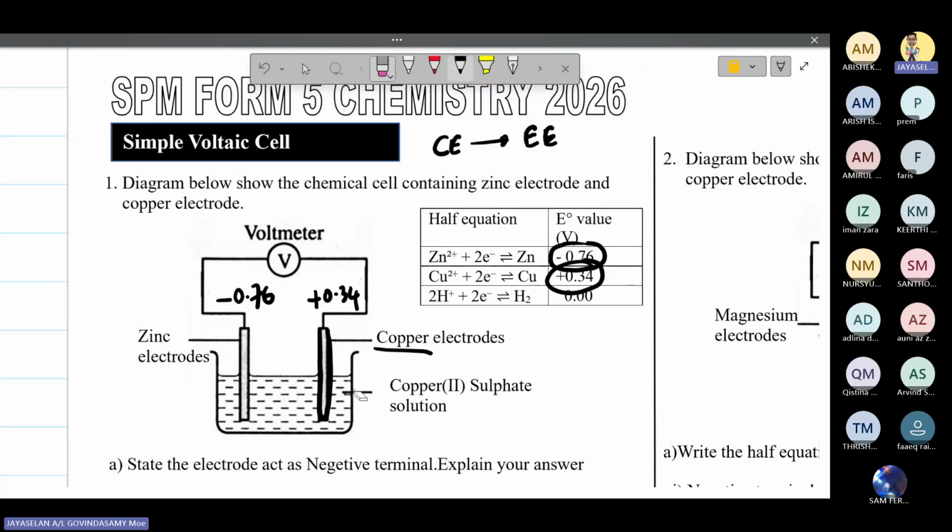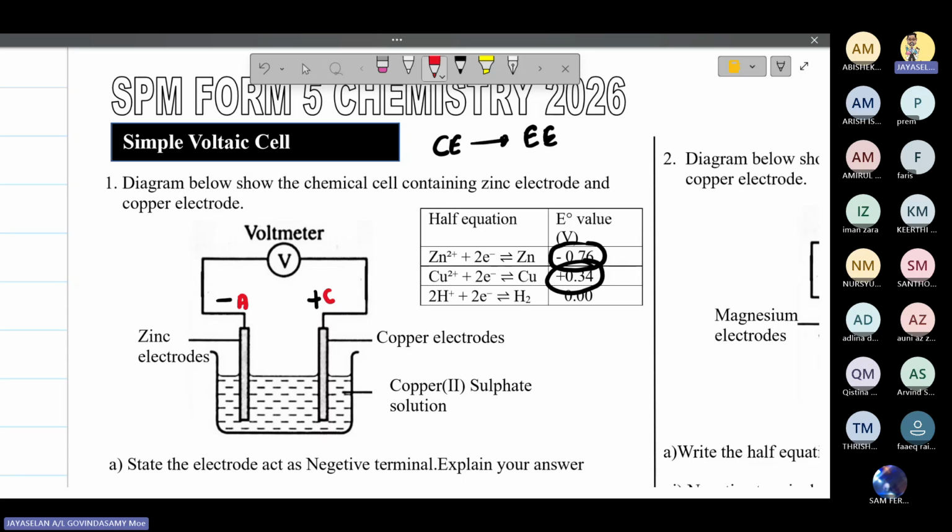Any question? No question? So far understand? What I do, I compare these two E naught values. Which one is more negative? Zinc, of course. Zinc being the negative symbol, right? So I erase this. Zinc is the negative terminal, copper is the positive terminal. Zinc is anode, copper is cathode. I already got one mark.